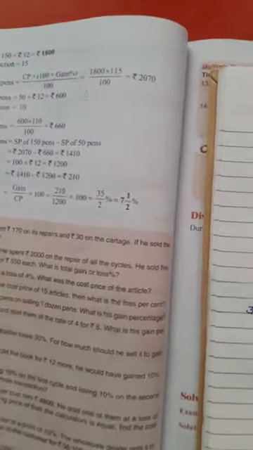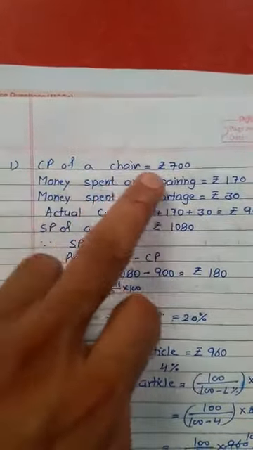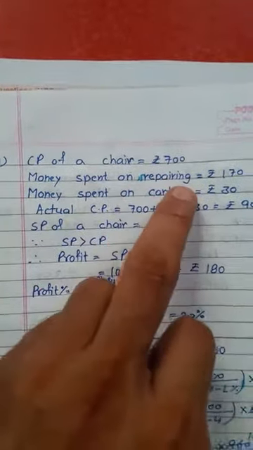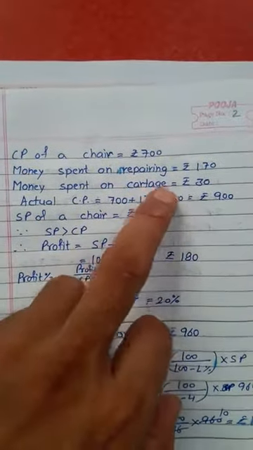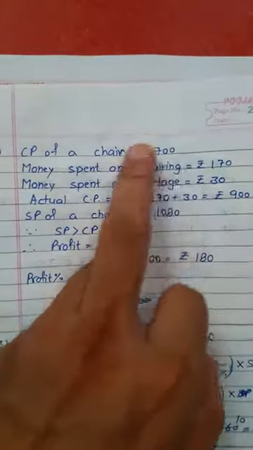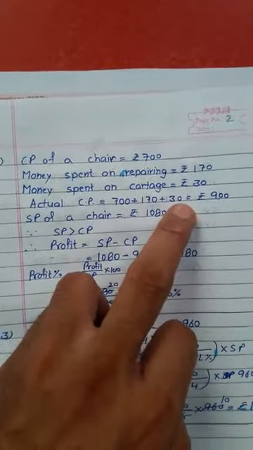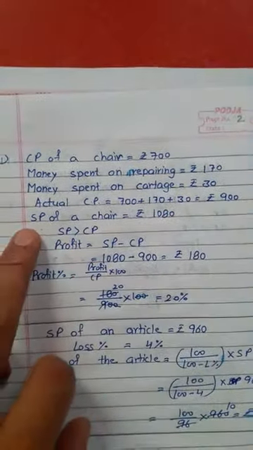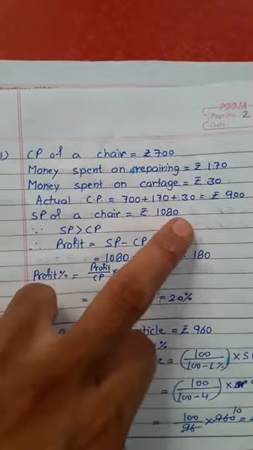The solution of this question is this. CP of a chair is given to us, that is 700. Money spent on repairing, that is 170 rupees. Money spent on cartage is rupees 30. Actual cost price, we add all this, 700 plus 170 plus 30, that becomes 900. This becomes actual cost price. Selling price of a chair is given to us, that is 1080.